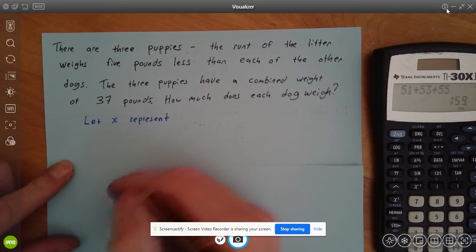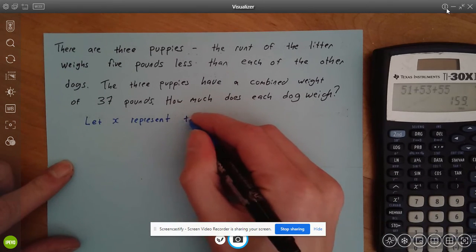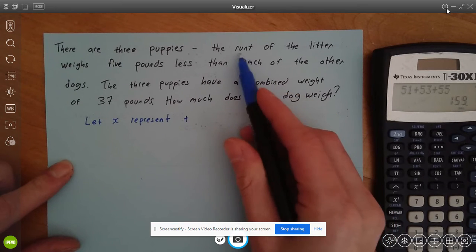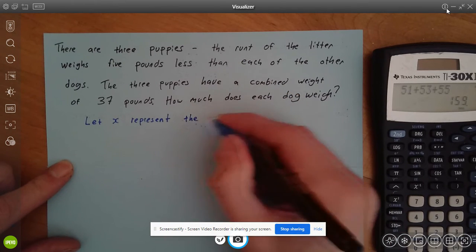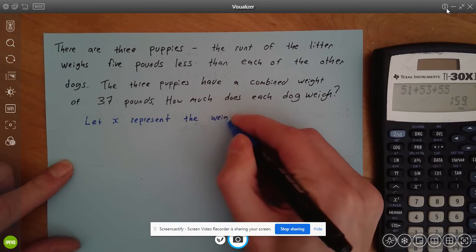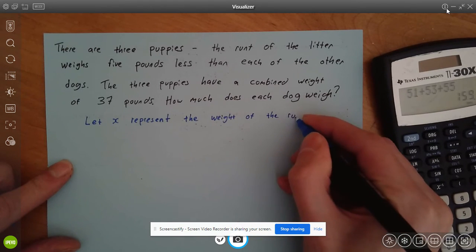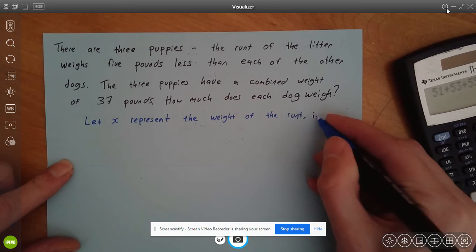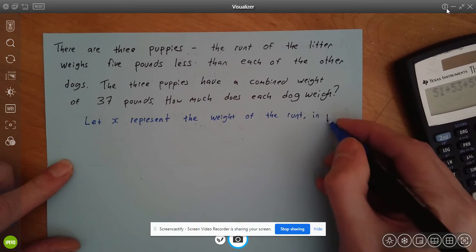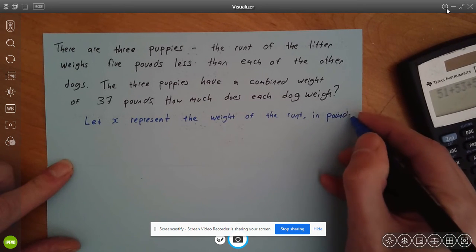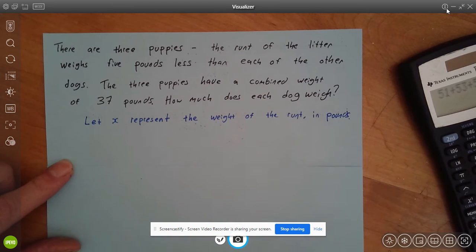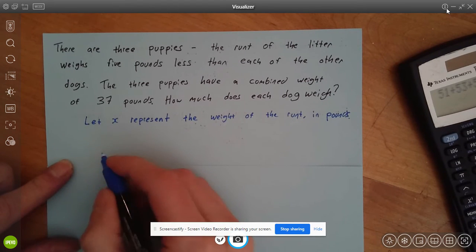Let x represent, I've got 3 puppies, and it talks about the runt of the litter first. So we'll say let x represent the weight of the runt. So the runt is the smallest dog in a litter. And we should always include our units. So we want to represent the weight of the runt in pounds.